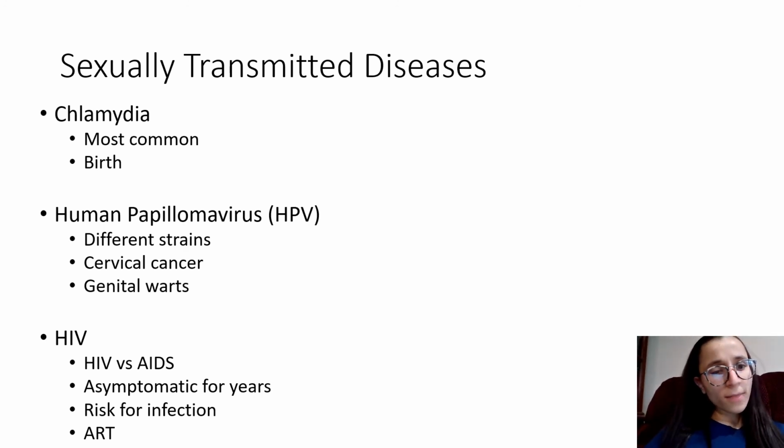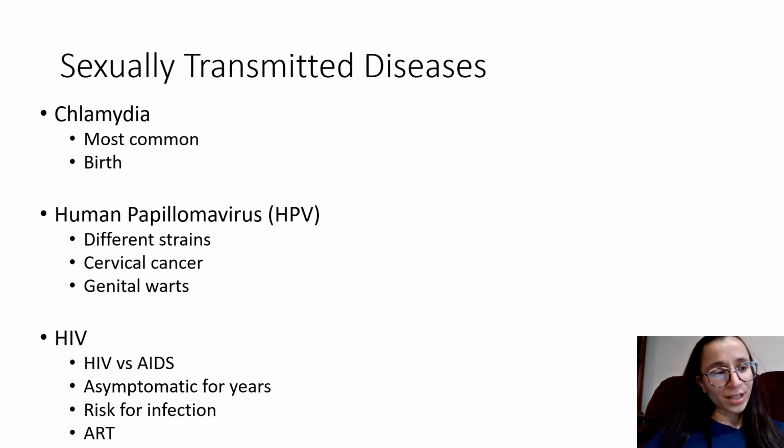Okay, so chlamydia is actually the most common form of an STD, and risk factors are going to be multiple sex partners or a new partner. Prevention: everyone under 25 should be screened, or above 25 if they're at risk, and the baby gets erythromycin.